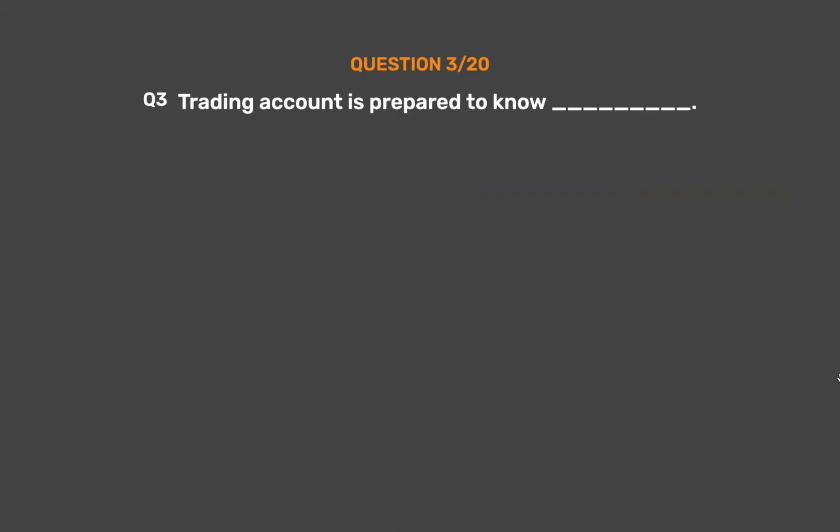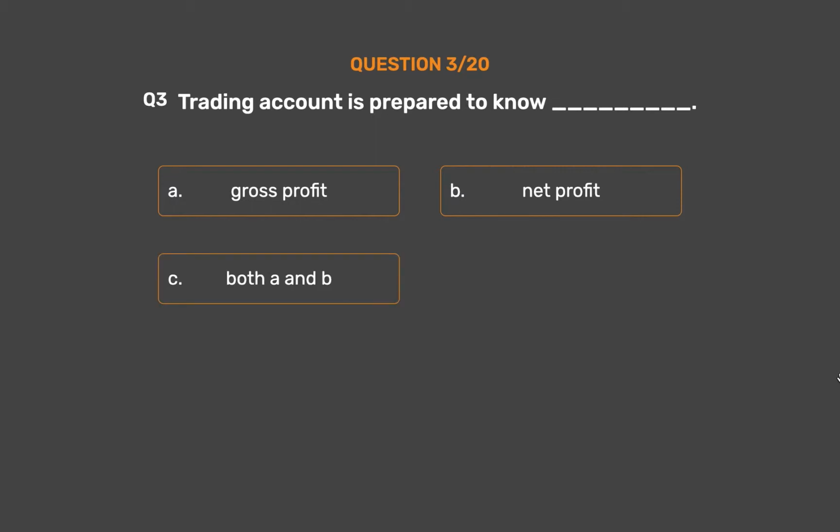Question number 3. Trading account is prepared to know _. Option A. Gross profit. Option B. Net profit. Option C. Both A and B. Option D. None of them.